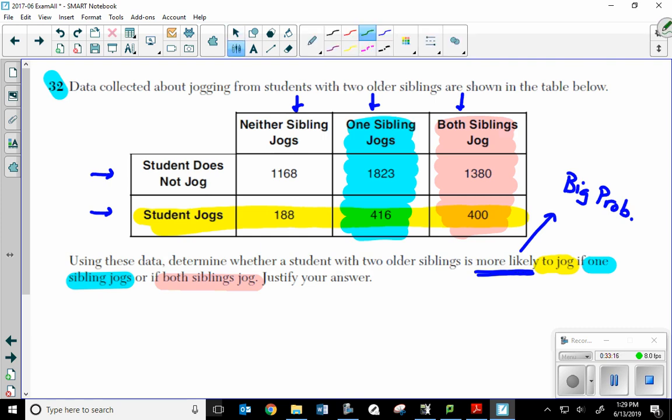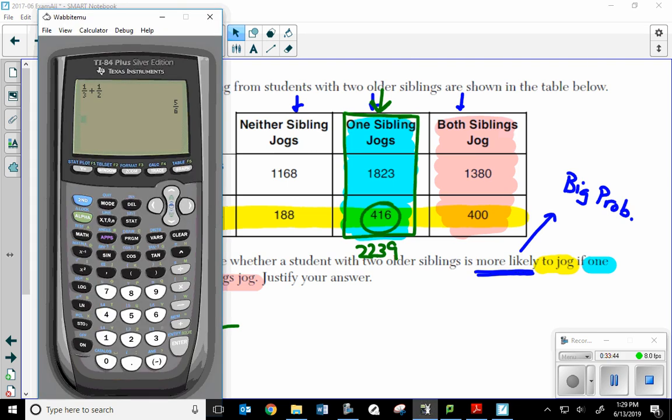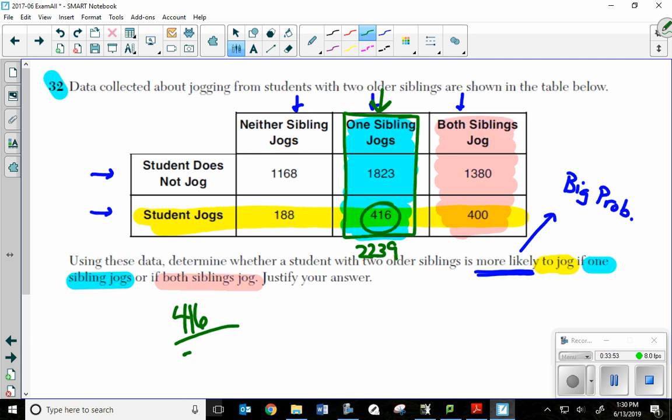All right. Let's take a look at this one right here. Okay? Out of all the people who either jog or don't, so out of all the people that have one sibling that jogs, this column here, what's the probability that that person jogs? Well, 416, out of, so let's add these, 1823 plus 416. 2239. So out of those 2,239 people that have a sibling that jogs, 416 jog.